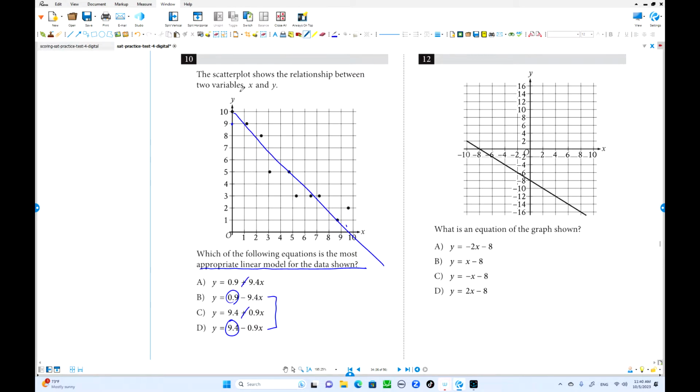Okay, it's around up here. So 9.4 is better than this one. 9.9 is over here. This 0.9 is too low, right? I'm sorry, it's not 9. This 0.9 is too low. So this is the best answer, 9.4.